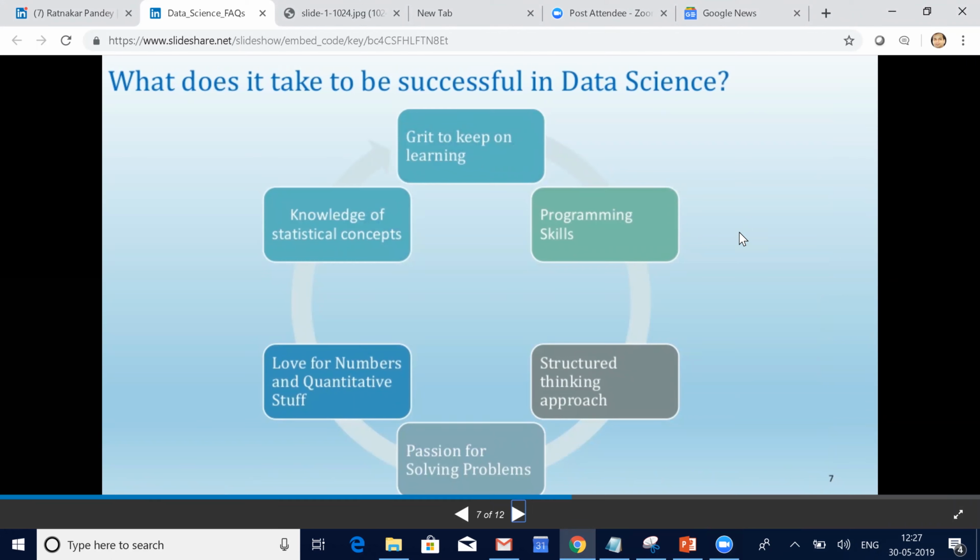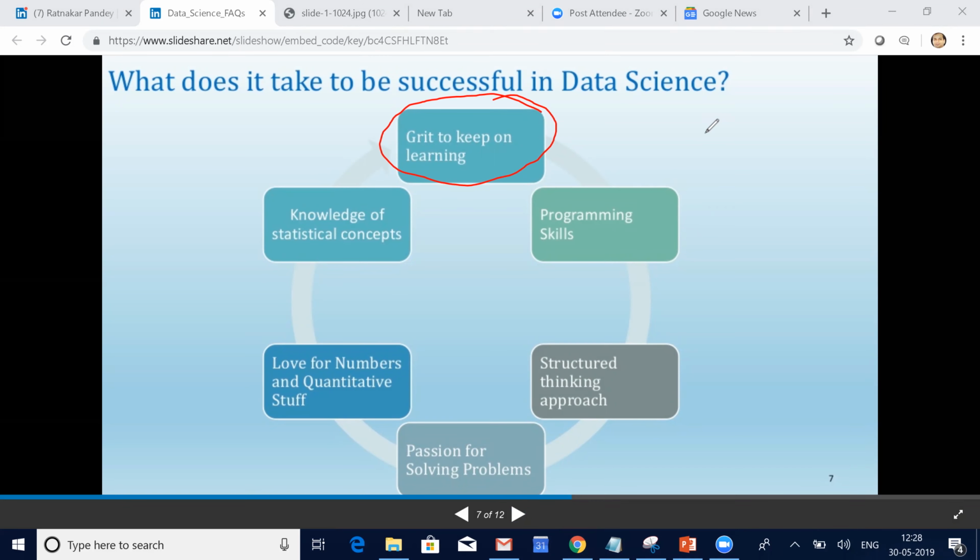So what does it take to be successful in data science, right? And there is no particular order. All of them are important, and I will point to one more article which I have written for a magazine, which I have shared on my LinkedIn as well. So you need to have a passion for learning, right? This is a field where things evolve over a period of time. So you need to have a passion for learning.